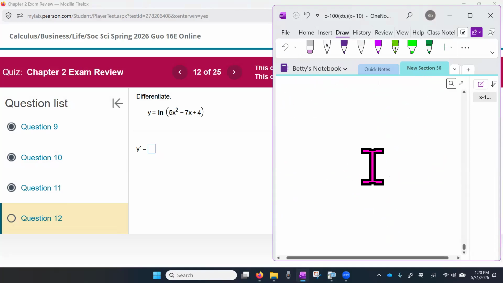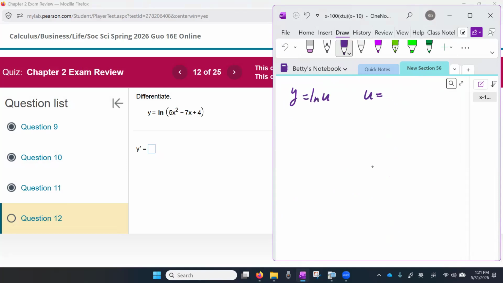Chain rule again. Y equals ln u. Decomposing the function is very important. Y equals ln u, where u equals the argument, 5x squared minus 7x plus 4.